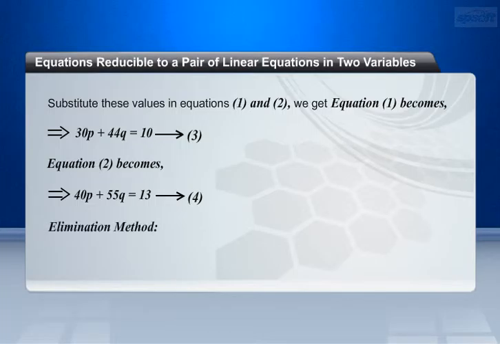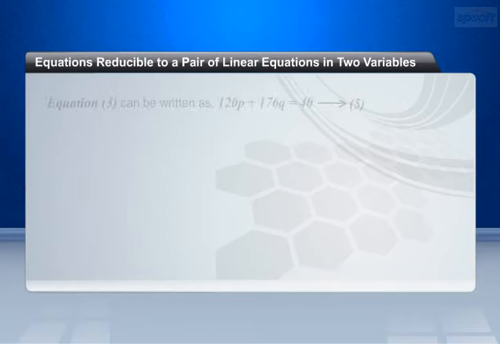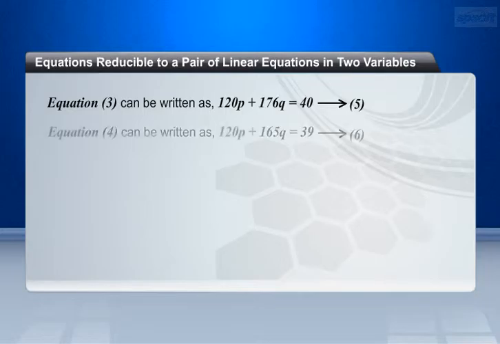Let us solve this by using the elimination method. Observe that in equation 3, the coefficient of p is 30, and in equation 4, the coefficient of p is 40. In order to eliminate the variable p from these equations, we multiply equation 3 by 4, and equation 4 by 3, to make the coefficient of p equal. We get equation 3 can be written as 120p plus 176q equals 40, equation 5. Equation 4 can be written as 120p plus 165q equals 39, equation 6.